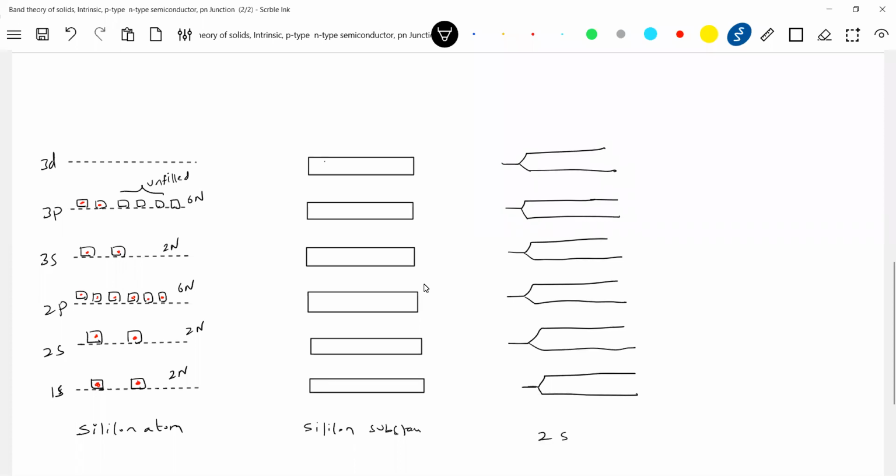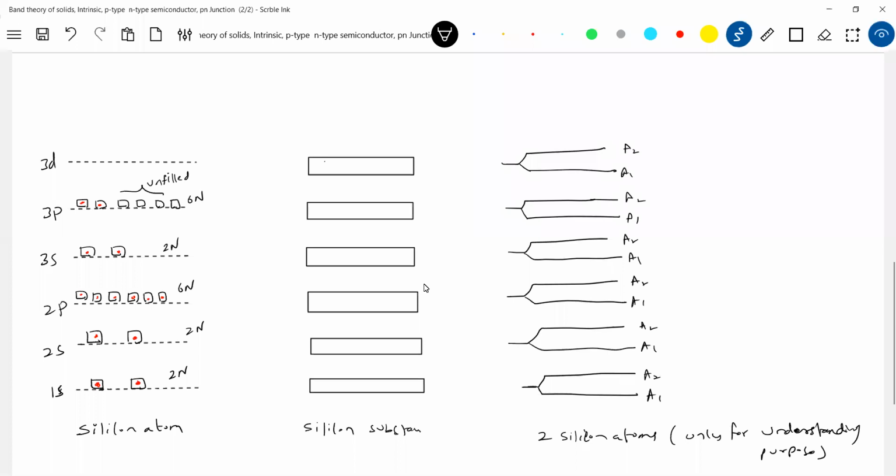Let's assume one, two silicon atoms only for understanding purpose. So what will happen to the states? So this is the silicon atom 1, 2. Like that. So what happened? The energy of one will decrease, energy of the other will increase.